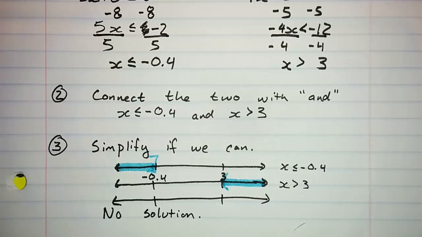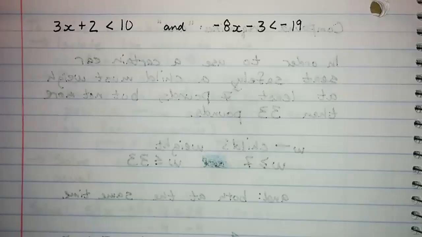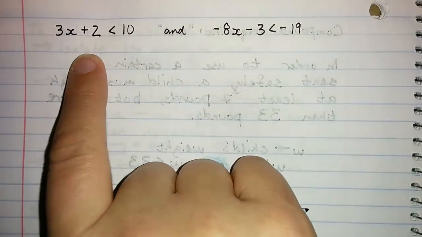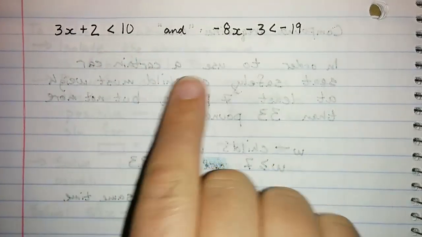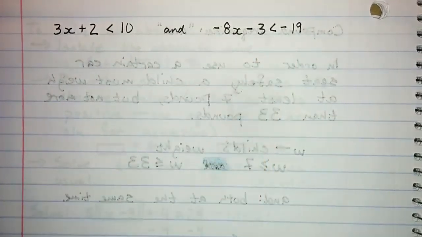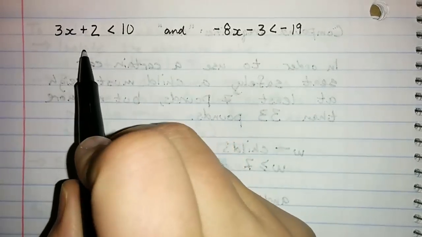All right, that's kind of weird. Does that always happen with an "and" inequality? Is there always no solution? Let's take a look at another example. Let's consider the compound inequality 3x plus 2 is less than 10 and negative 8x minus 3 is less than negative 19. So what will we do?